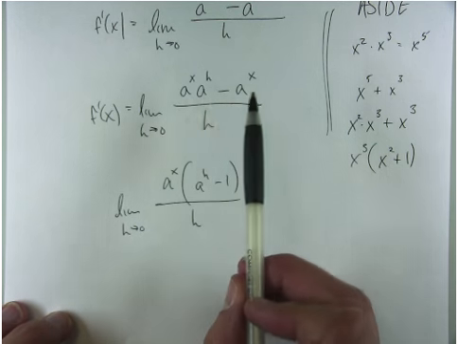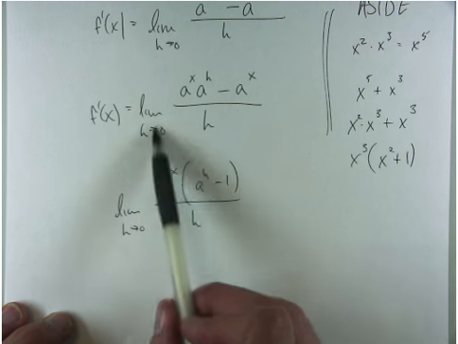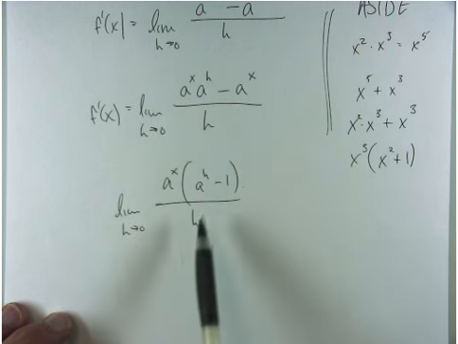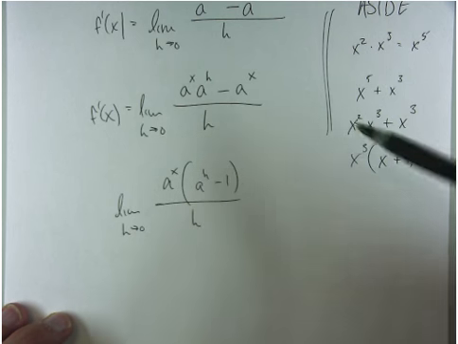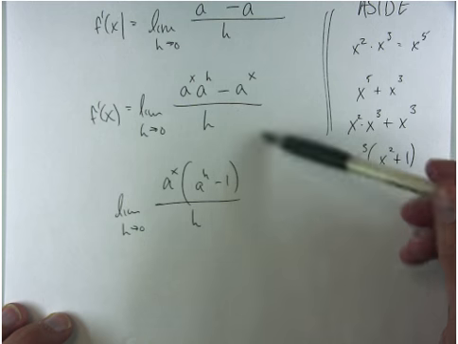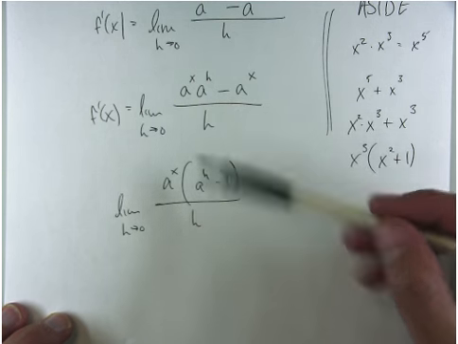This has an a to the x, and this has an a to the x, so I'm going to factor that a to the x out. And if I remove this factor of a to the x, I'm going to be left with a to the h. And if I remove the second factor of a to the x, I'm going to be left with 1. It's got this 1 coefficient just kind of hiding there. And it's all over h.